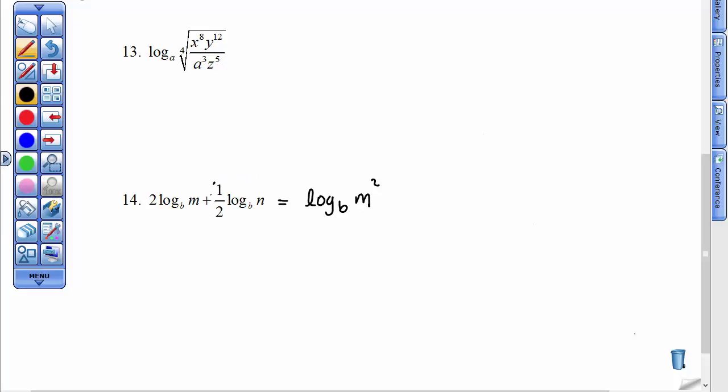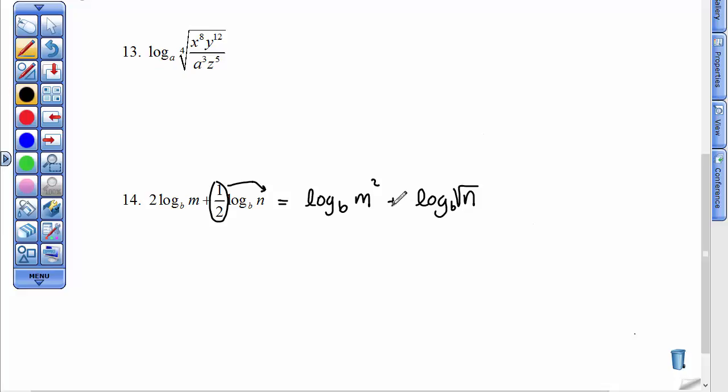We have to bring that right there up here as an exponent on this n. So we have to write that as the log of n to the 1/2 power. Please remember that anything raised to the 1/2 power means the square root of that. So I'm going to erase this, if you don't mind. And n to the 1/2 means the square root of n.